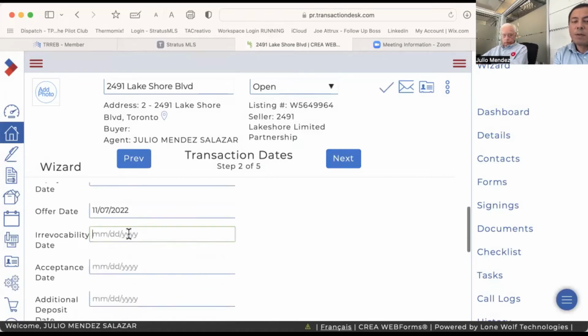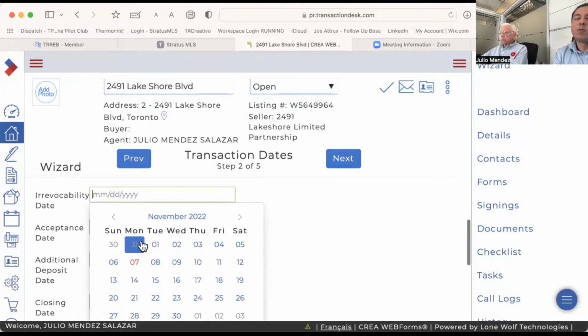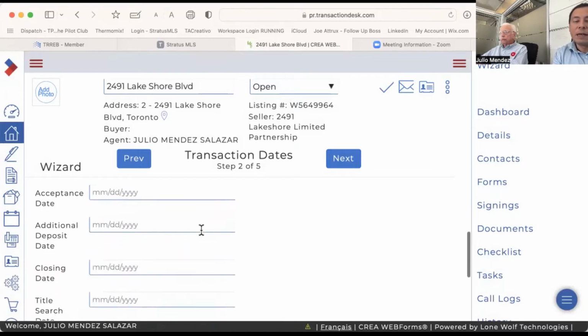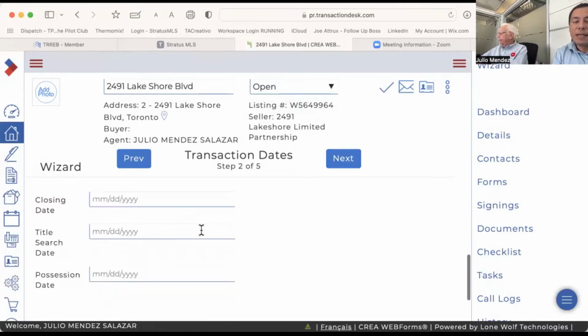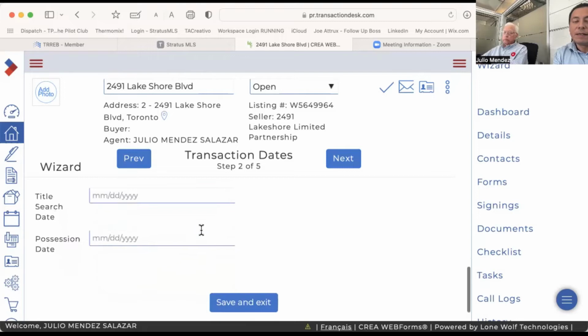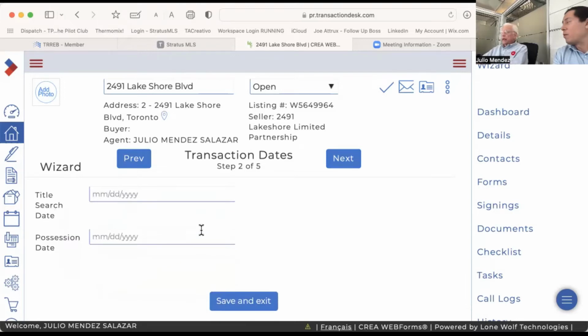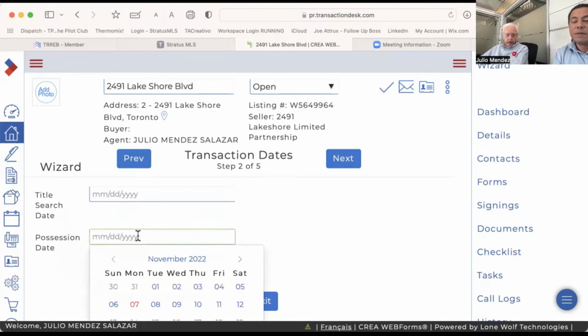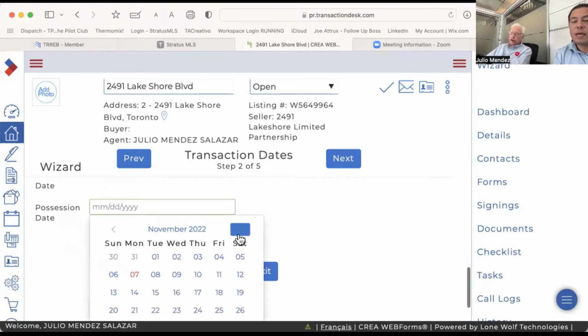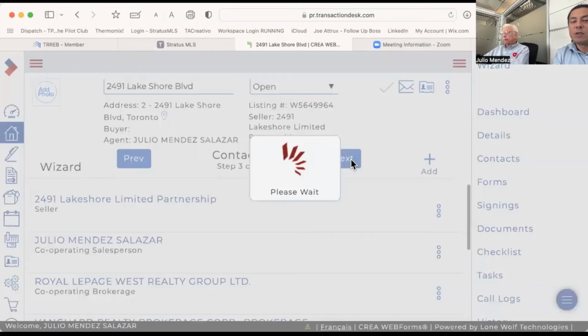And revocability, how much would you say? 48 hours. 48 hours? Sure. All right, so we're going to say Wednesday. And then possession date, I think it said 30 to 60 days. It was vacant, right? So it depends on when your retail client wants to occupy the property. So let's say January 9th, and go to the next page.